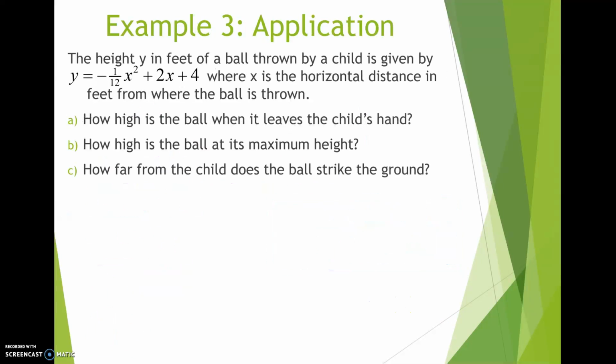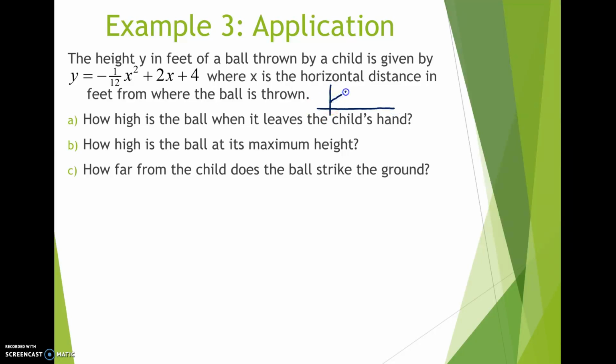Okay, let's talk about this application problem. The first thing we're going to do is talk about where all of this information is going to come from. So the height y in feet of a ball thrown by a child is given by y equals negative 1/12 x squared plus 2x plus 4. X is the horizontal distance from where the ball is thrown. So I'm going to draw myself a little picture.